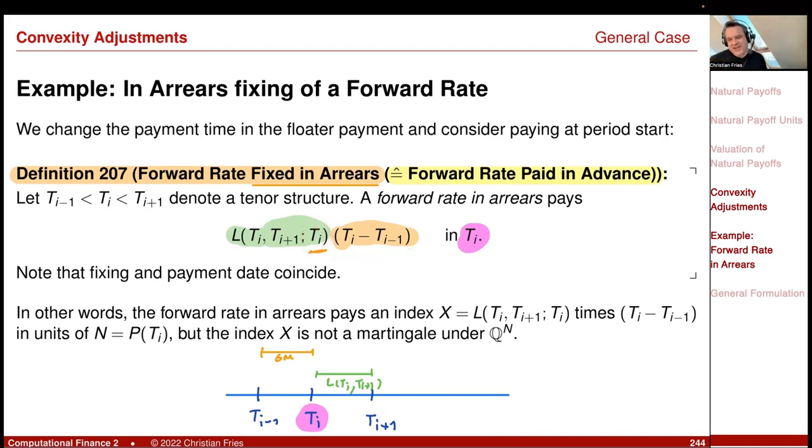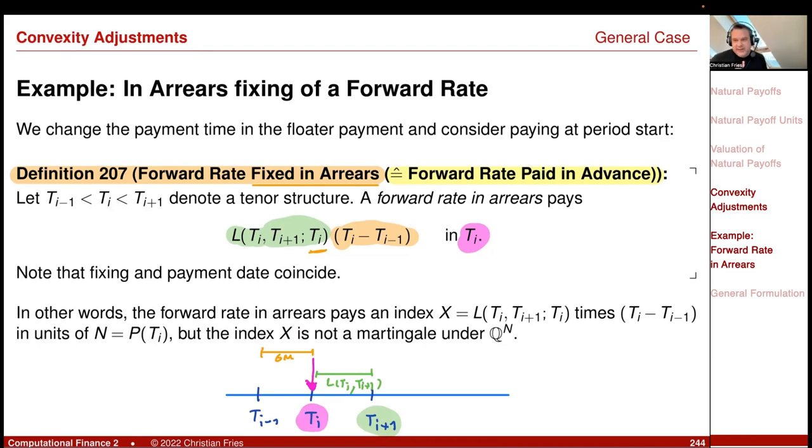This interpretation is actually, if you look at the picture, equivalent to saying that you pay the interest rate for the future period, not at the natural time. The natural time would be here the time t_{i+1}. You pay it at the beginning of the period. So the payment is here.